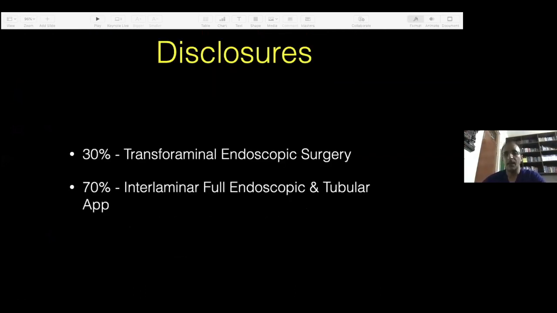These are my disclosures, and these are very important, especially for youngsters who have not entered into endoscopy. My topic for today is transforaminal endoscopic surgery, but only 30% of my lumbar work, I would say discectomy and foraminotomy work, is transforaminal. The other 70% is interlaminar. That could be through the endoscope, or through the tubes. I'm a big fan of the tubular approach. Or it could be other minimally invasive approaches for the lumbar spine, like the Wiltse approach for pedicle screws, and then MIS TLIF, and so on and so forth.